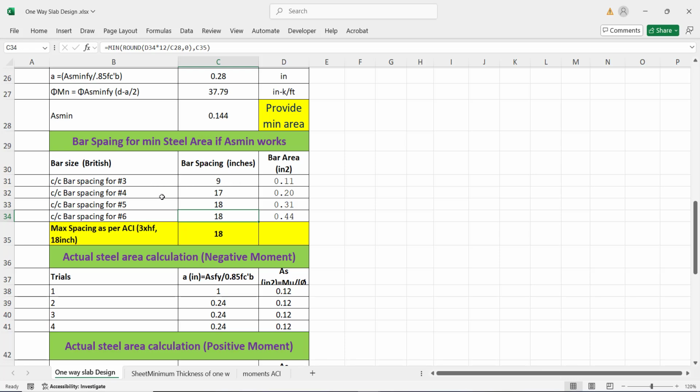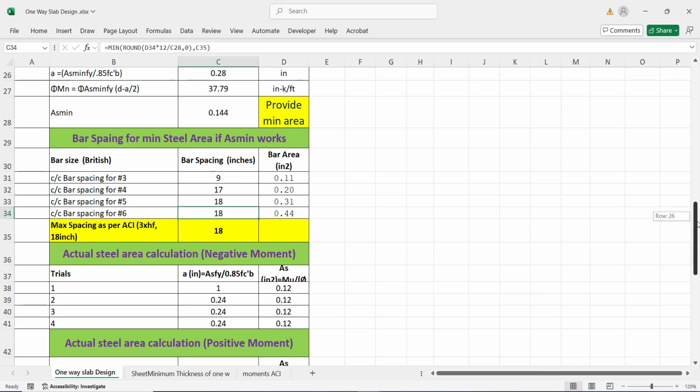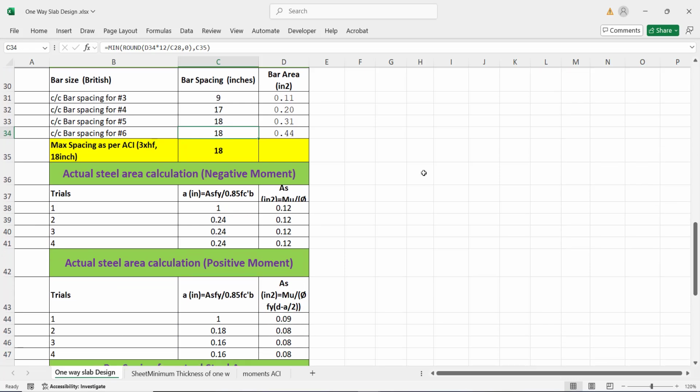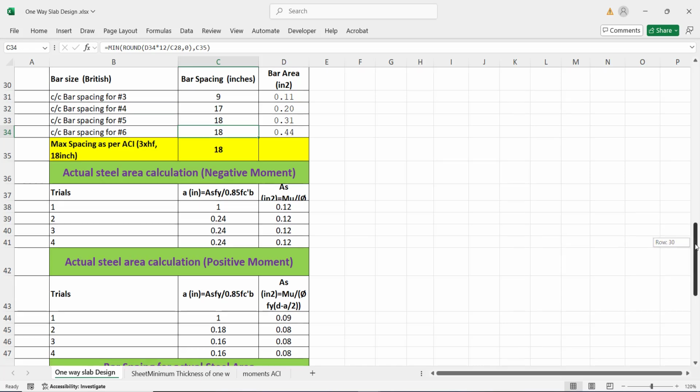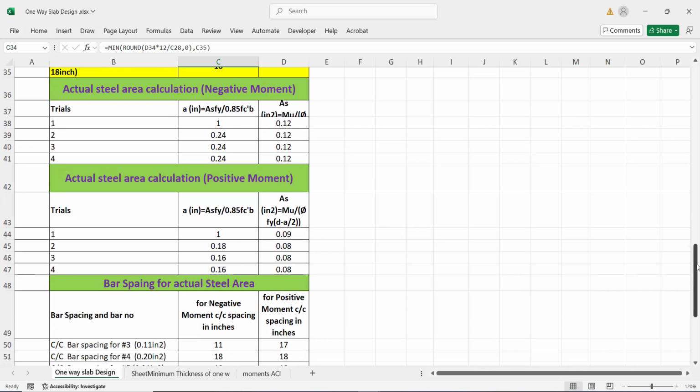Okay, so this is the calculation. Now the engineer can provide the bars as per his own judgment, keeping in view the site condition, the safety and the size of the bar. Suppose the minimum area does not work, so we have to go for the actual calculation. So these are the actual calculation tables. If the minimum area does not work, we will go for the actual one.